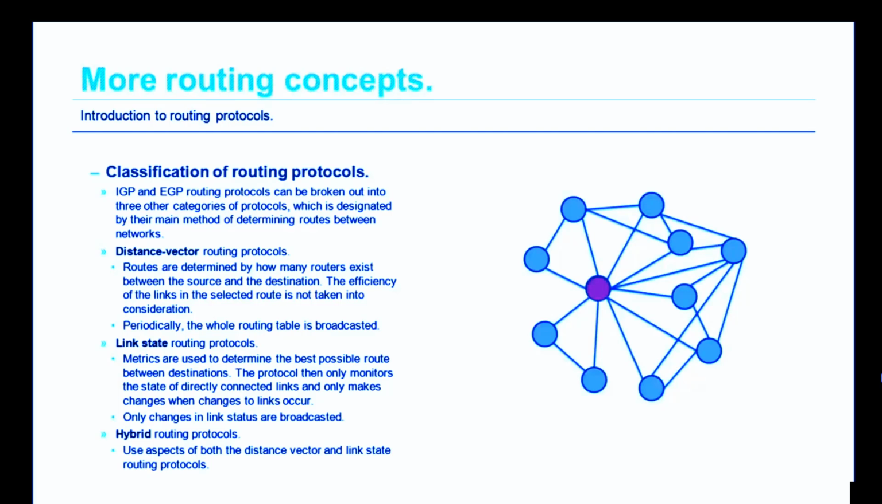Then there are link state routing protocols. Metrics are used to determine the best possible route between destinations. Doesn't really matter how many hops there are. Once the route has been established, these protocols then only monitor the state of directly connected links and only make changes to their routing tables when changes to the links occur. With link state routing protocols, only changes in link status are broadcast. And finally, there are hybrid routing protocols. These use aspects of both the distance vector and link state routing protocols.